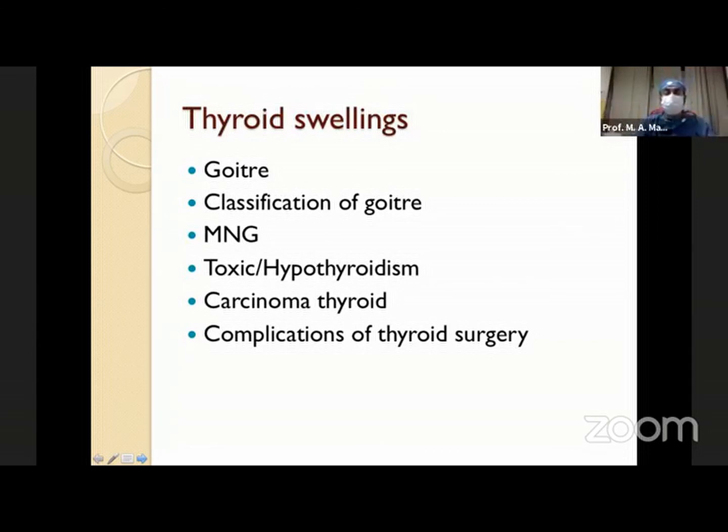What is your plan? What do you think? It can be a case of papillary carcinoma thyroid with invasion of the recurrent laryngeal nerve. Is it low risk group or high risk group? Sir, this is a high risk group because it invades the extra thyroid tissue. That means it invades the recurrent laryngeal nerve.